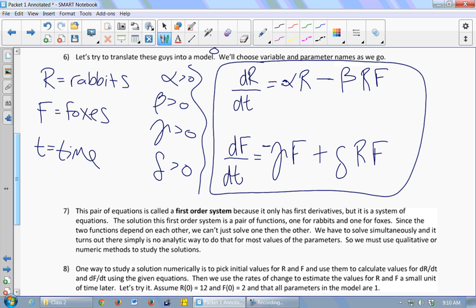The solution to this first order system is a pair of functions, one for rabbits and one for foxes. Since the two functions depend on each other, you can't just solve one and then solve the other, because as rabbits change, that affects the foxes, and as foxes change, that affects the rabbits. So you have to solve the two equations simultaneously. It turns out that there's no simple analytic way to do that for most values of the parameters. So we're going to have to use either a qualitative technique or a numerical method to study the solutions.